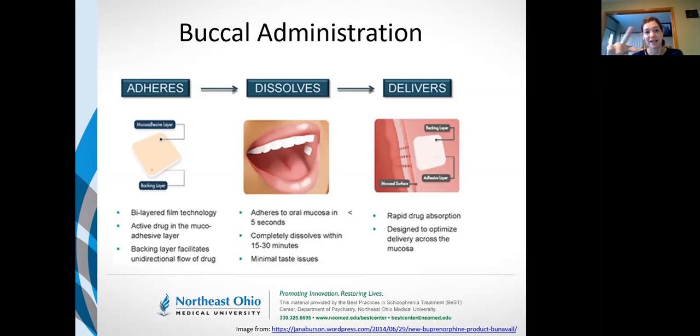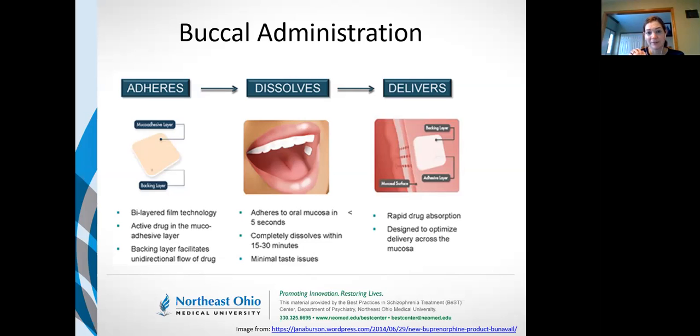The buccal films have 2 layers, an adhesive layer and a backing layer. The backing layer doesn't allow drug distribution back. It's the layer between the cheek and the rest of the oral cavity, and it's there just to protect the rest of the film. All of the medication will be delivered the other way into the buccal tissue.